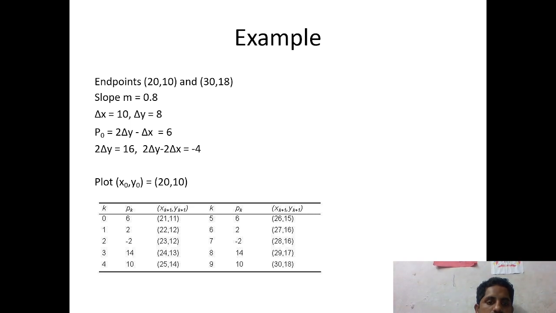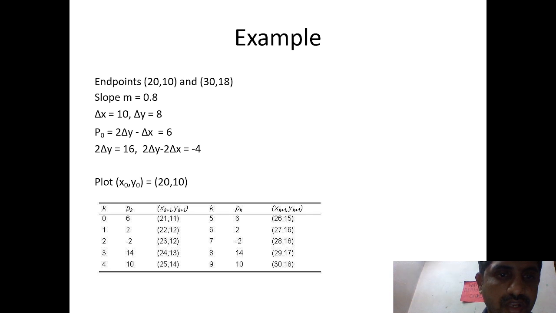For example, we take the endpoints 20 comma 10 and 30 comma 18. So m equals y2 minus y1 by x2 minus x1, which is 0.8. Now we calculate delta x and delta y, that is x2 minus x1 and y2 minus y1. Next we calculate p0, that is p0 equals 2 delta y minus delta x, which gives 6. Now 2 delta y equals 16, and 2 delta y minus 2 delta x equals minus 4. Start at x0, y0 equal to 20, 10.